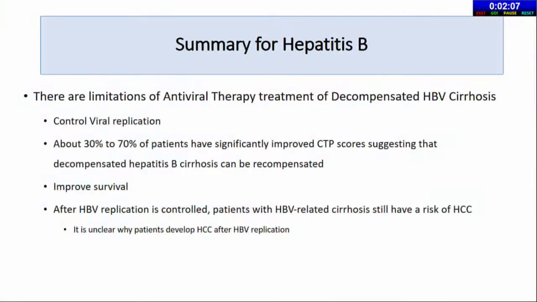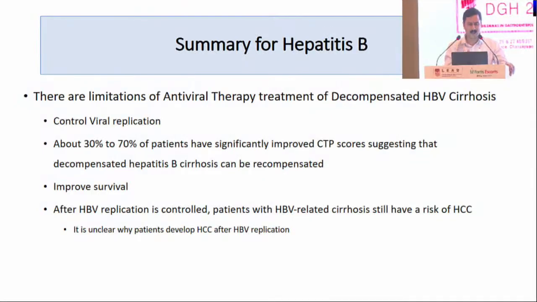So to summarize for Hep B, there are limitations of antiviral treatment. It controls viral replication very well. About 30 to 70% of the patients have significantly improved liver functions, suggesting that decompensated Hep B can be recompensated. This will lead to improved survival also. And as I said, if you control the HBV replication, HCC is also going to come down. But then there is some data which says that HCC is going to stay there, since cirrhosis per se is a risk factor for development of HCC.